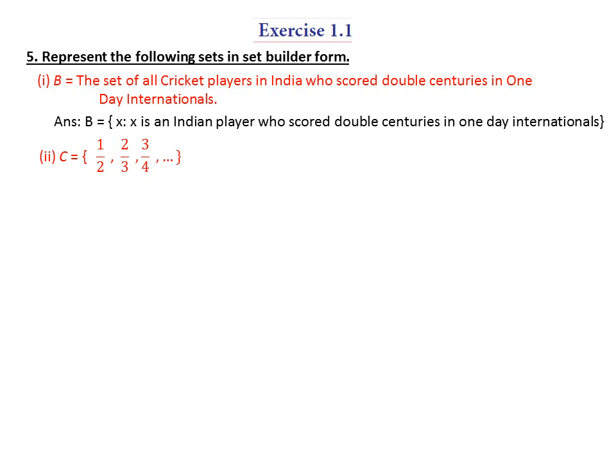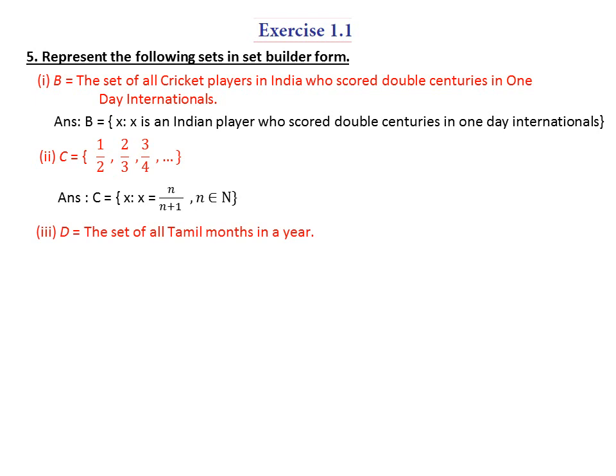So C is equal to 1 by 2, 2 by 3, 3 by 4, it goes on. So look at this form. 1 by 2, denominator is more than the numerator, that is plus 1. So 2 plus 1, 3, so 2 by 3. 3 plus 1, 4, so 3 by 4, that form is like this. So we can write C is equal to the set of all x such that x is equal to n by n plus 1, n belongs to natural numbers.